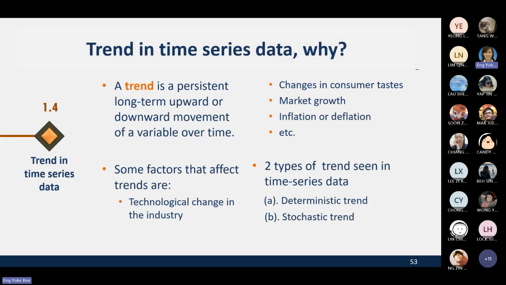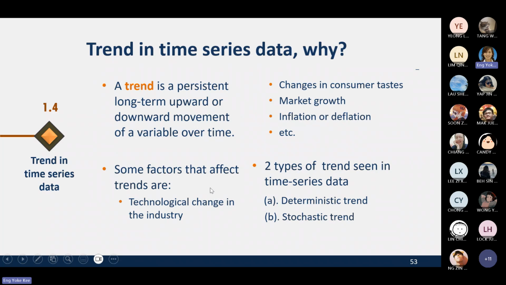So trend in time series data, we wanted to know why we see these things. By simple understanding, trend is just a long-term upward or downward movement, persistent upward or downward. Persistent means what? Influenced by the past value. So if last year's value is high, this year will be higher, right? This is what upward trending means. If last year's period is low, next year will be a bit higher. So you see this kind of thing.